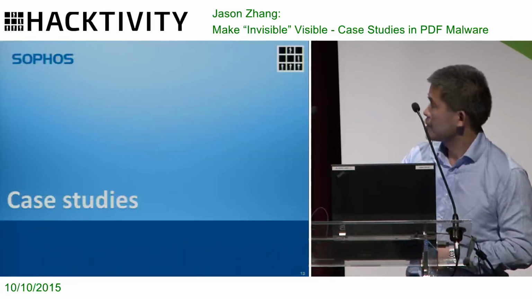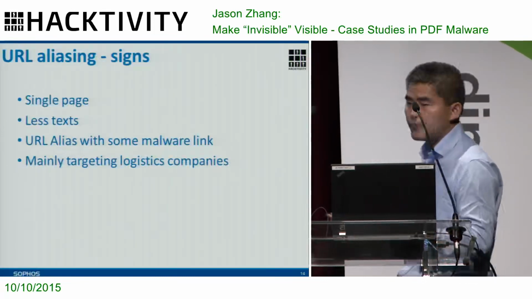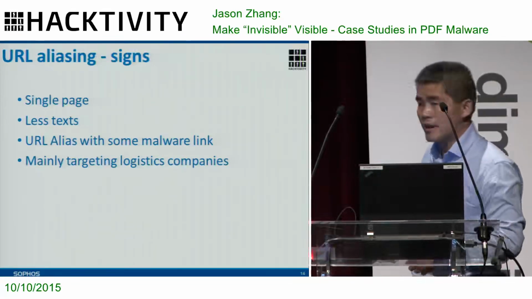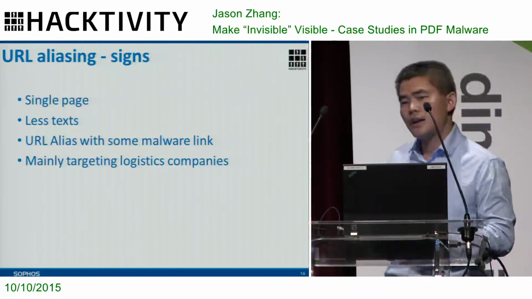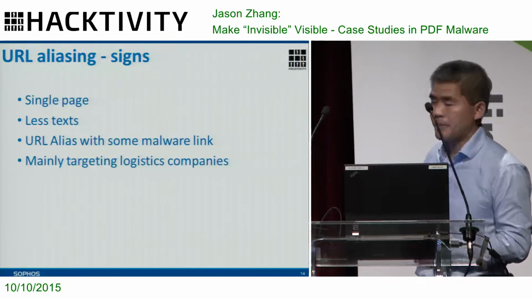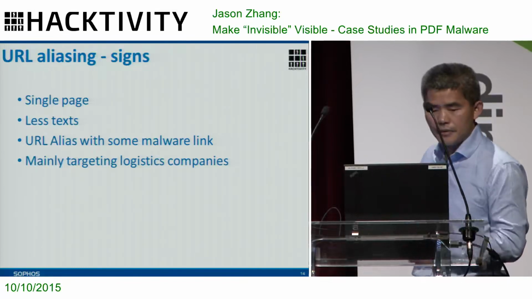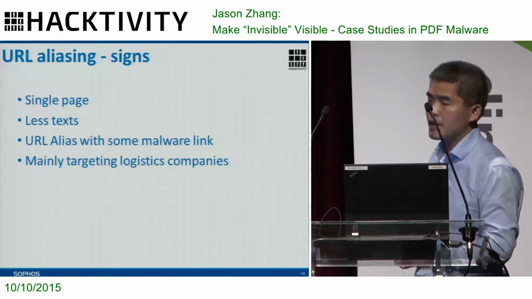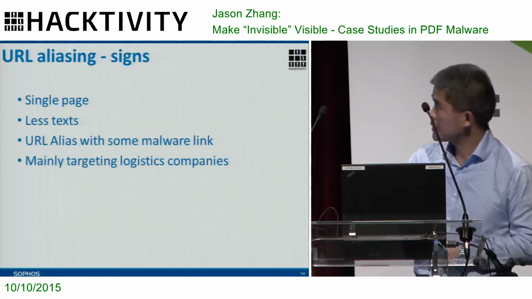Okay, let's start with the case studies. The first one is very simple. It's a PDF file whose typical sign is a single-page file with little text, and it contains an aliased URL, which points to some malicious link or promotion website. And we noticed that all those kinds of phishing PDF files are mainly targeting logistics companies like DHL, FedEx, Royal Mail. So let's take a look at some examples.